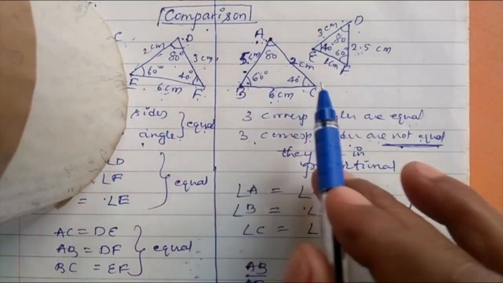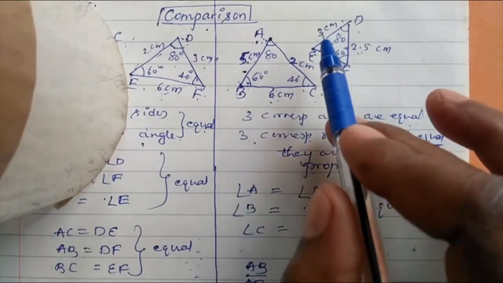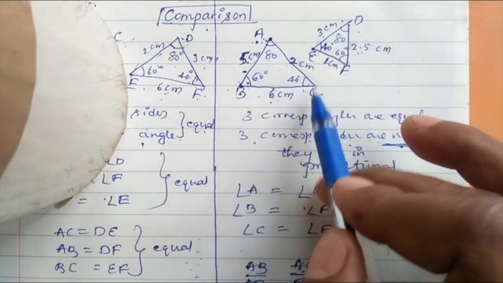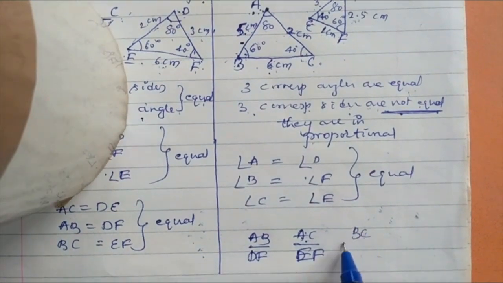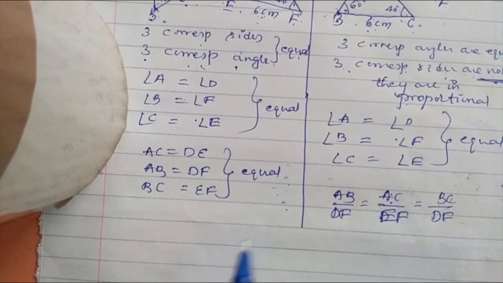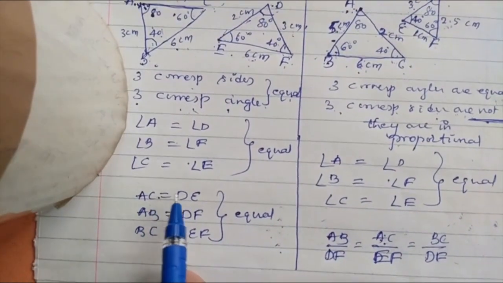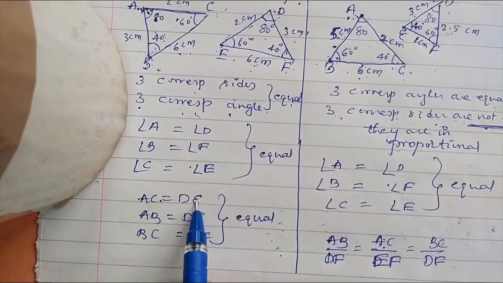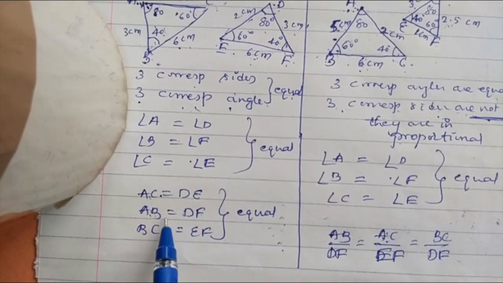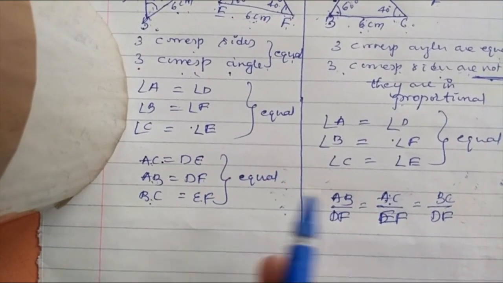And the last side BC. BC is not equal to DE, but BC by DE. So why are we writing in ratio? But in congruent triangle, all the three sides we equated. AC is equal to DE because both are 2 cm. Both are 3 cm. Here both are 6 cm.